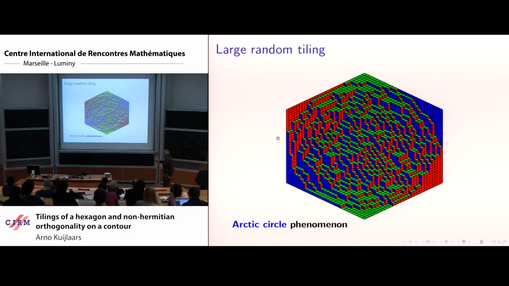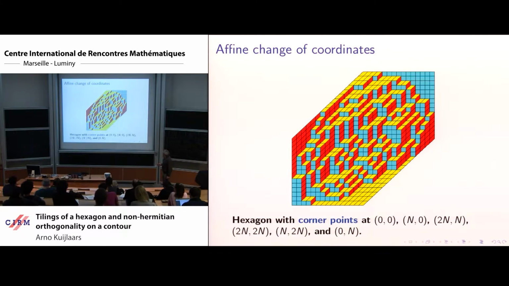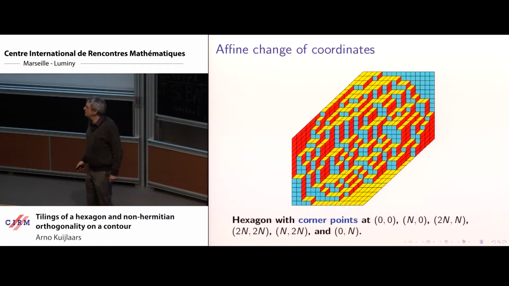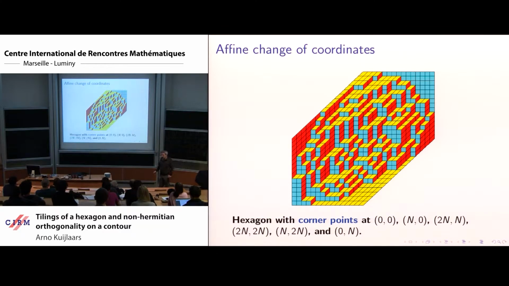And inside here you see fluctuations that are governed by the Gaussian free field. So there are many more interesting things going on. For my purpose, it will be convenient to make an affine change of coordinates and put my hexagon like this, so that we now have three types of tiles: a square tile and two other tiles that are quadrilaterals. And here is a typical tiling that you may have.